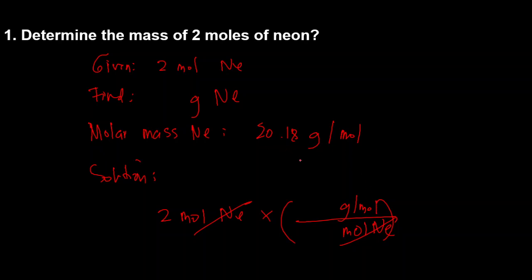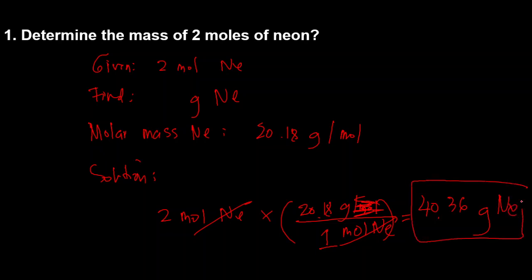Here, the molar mass: we have 1 mole, and when we see grams, just copy the mass here, which is 20.18. Next you multiply, 2 times 20.18, and the answer would be 40.36. The unit is grams of neon. So the answer for this one is 40.36.